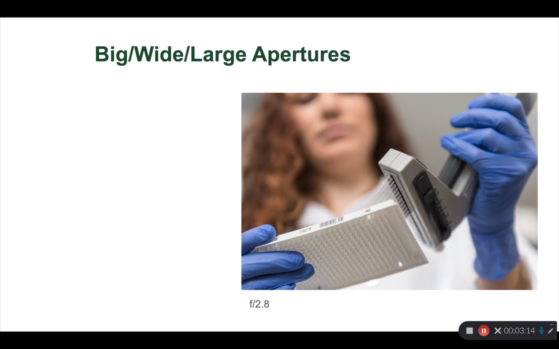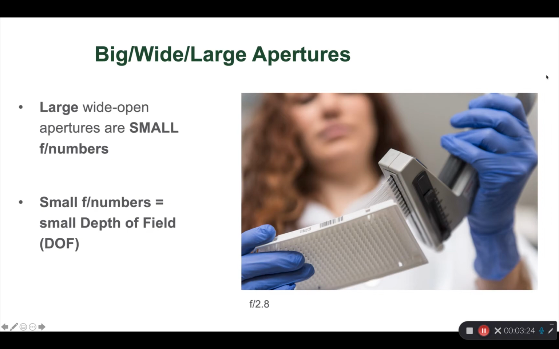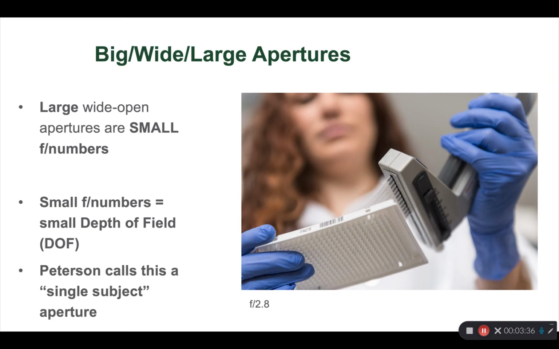Why might you want to use one particular aperture over the other? Well, big, wide, large apertures, small numbers, give you very small depth of field. So in this picture, we see the pipette thing is in focus, but she's out of focus. It's taken at f2.8. Peterson calls this a single subject aperture or subject isolating aperture.